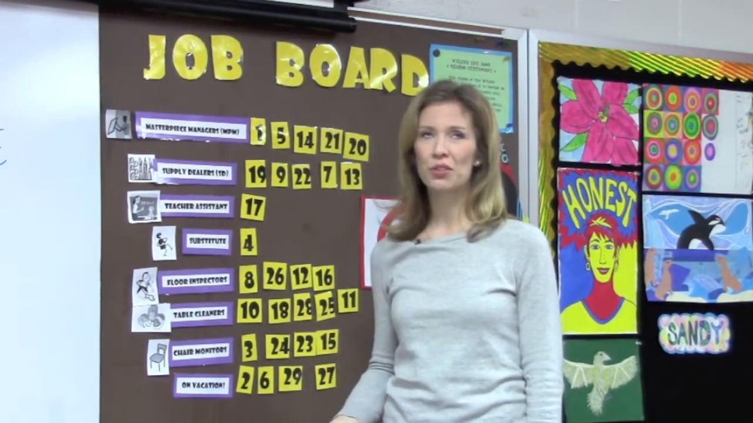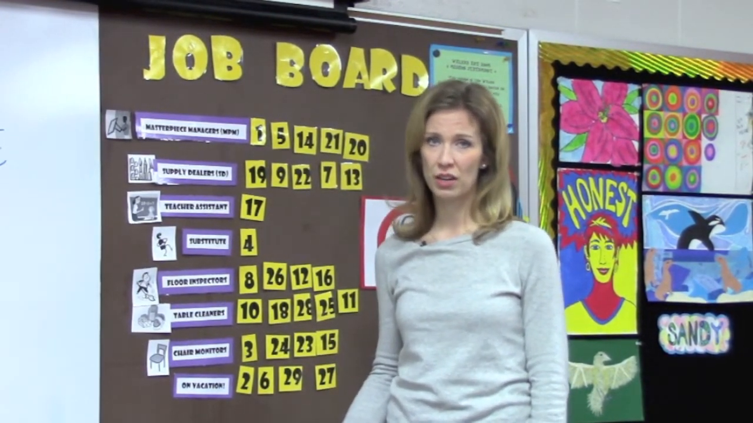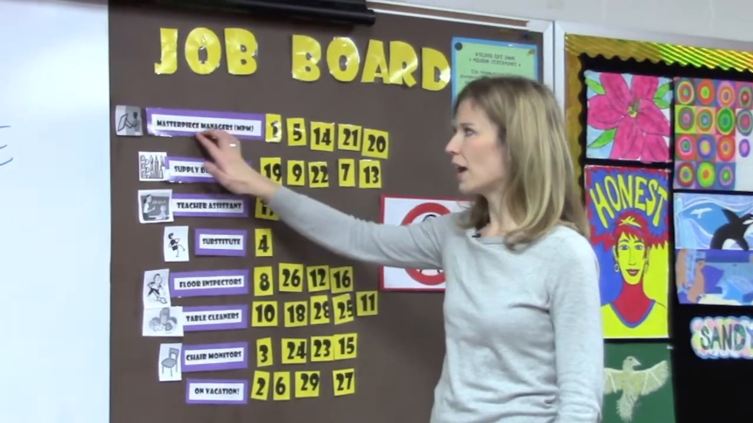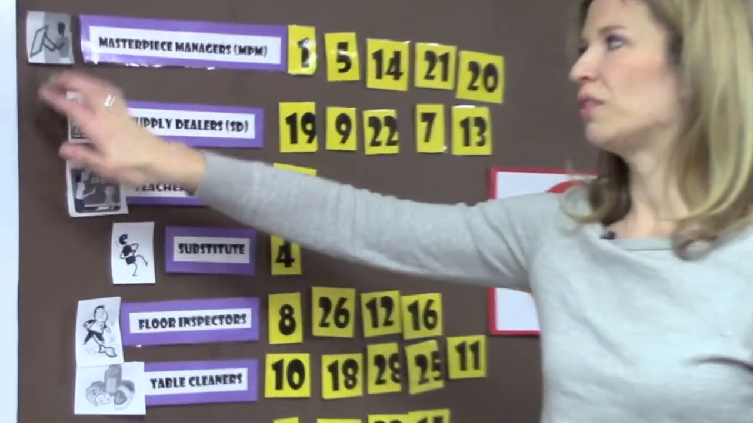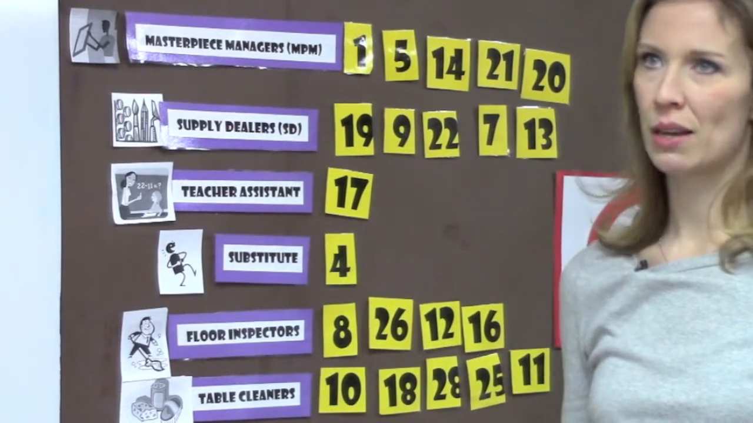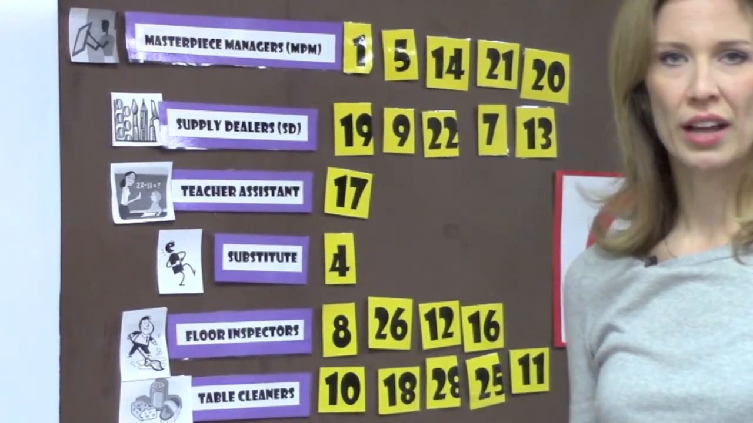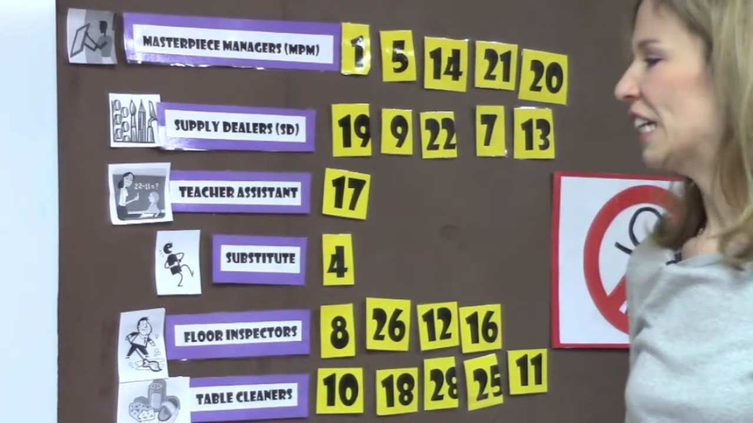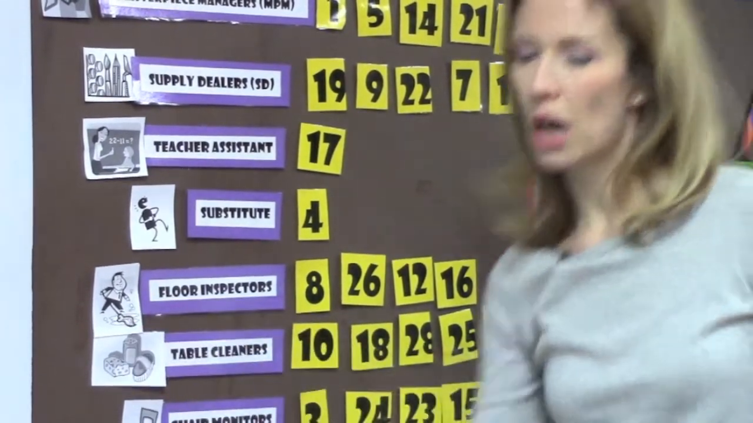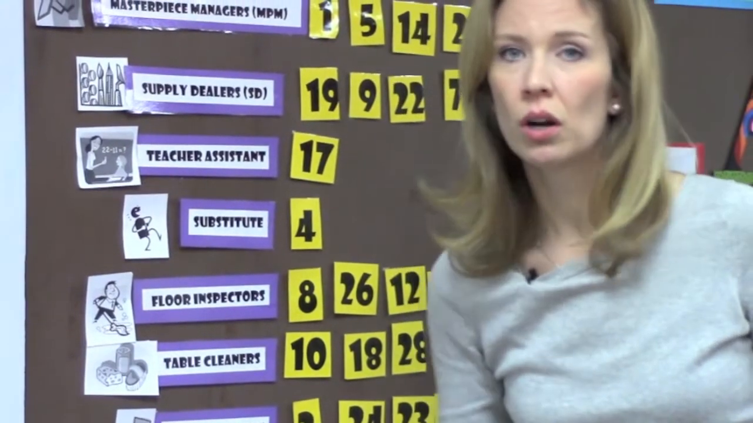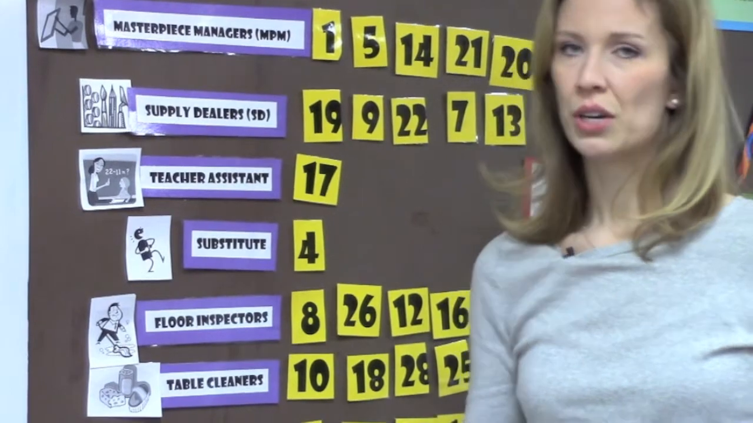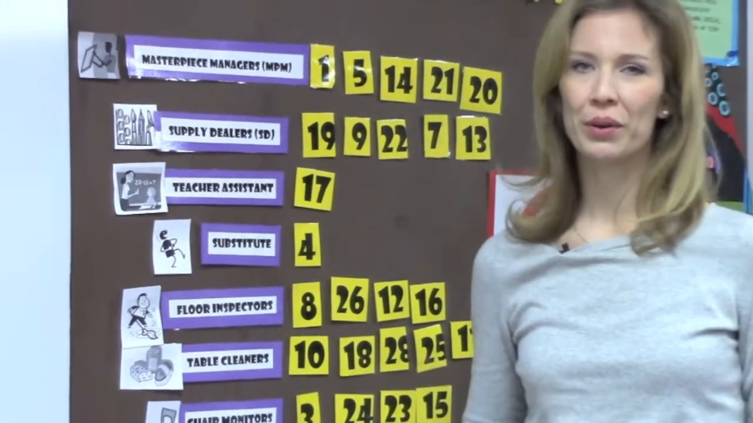And for the language learner, they're not going to know what masterpiece manager is, especially if they're level 1 or level 2. So next to the text that says masterpiece manager, we've got a little picture of a man holding up artwork. And so that's going to help your language learner know, yes, I'm supposed to pass out or collect or do something with the artwork. And then if you go down to floor inspectors, I've got this little guy with his broom and he's mopping the floor. Well, that's going to give your language learner an idea that their job is to pick up the trash on the floor. So again, use your visuals. They're only going to help you.